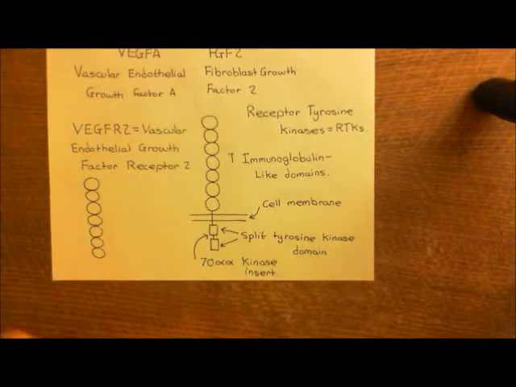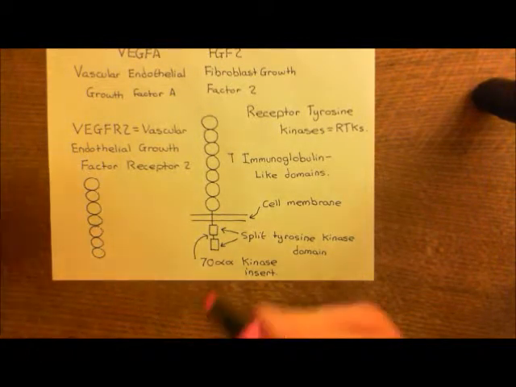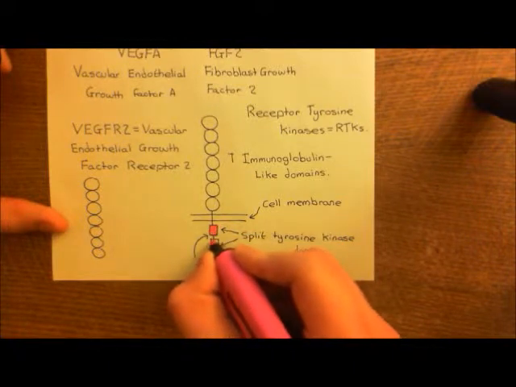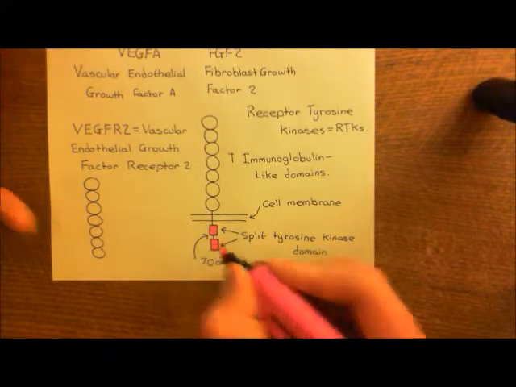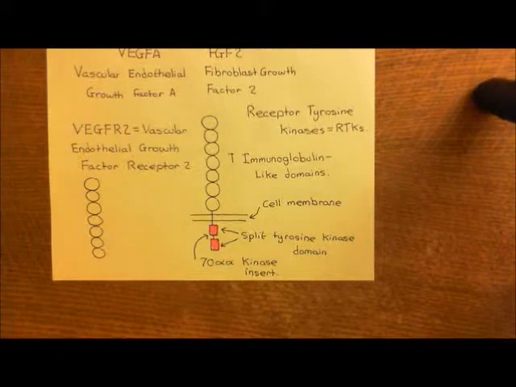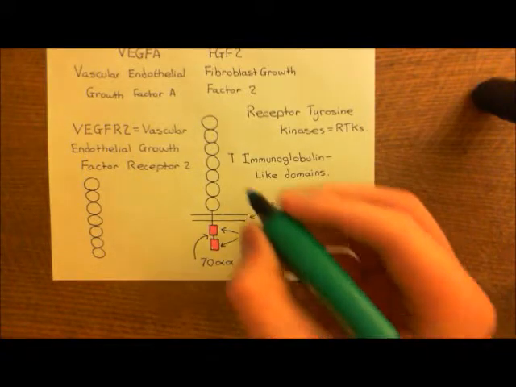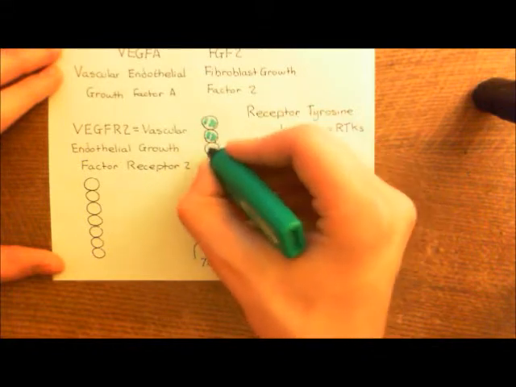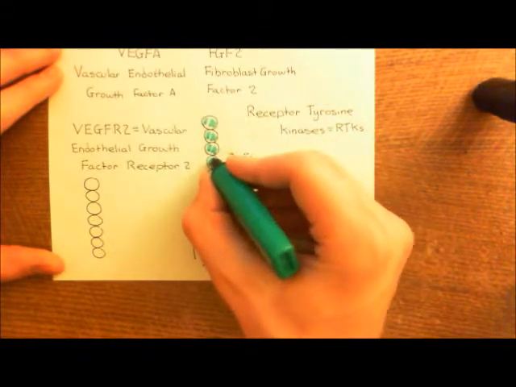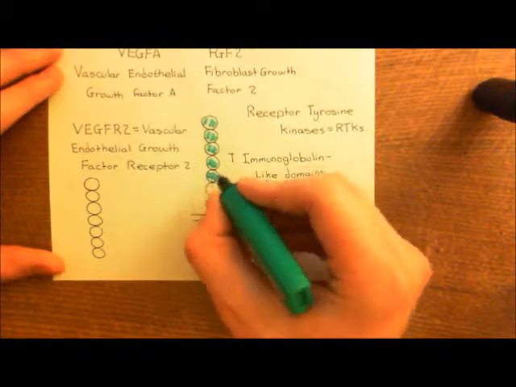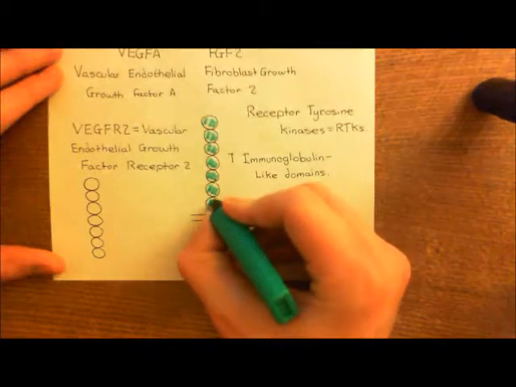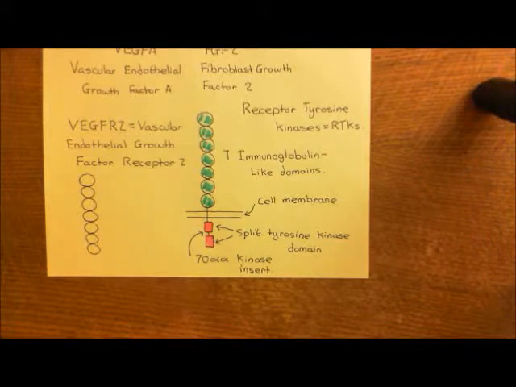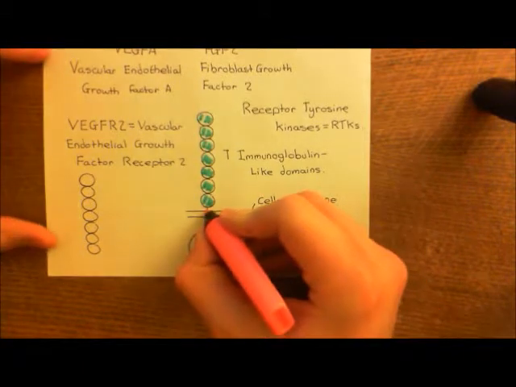Alright, so let's highlight the different portions here. We'll have the split tyrosine kinase domains in purple here. Then we'll have the 7 immunoglobulin-like domains in turquoise, and I'll just put a few little lines in here to show willing as to colouring those dots in. And then we've got the transmembrane region, which is quite important, which we'll have in red here.